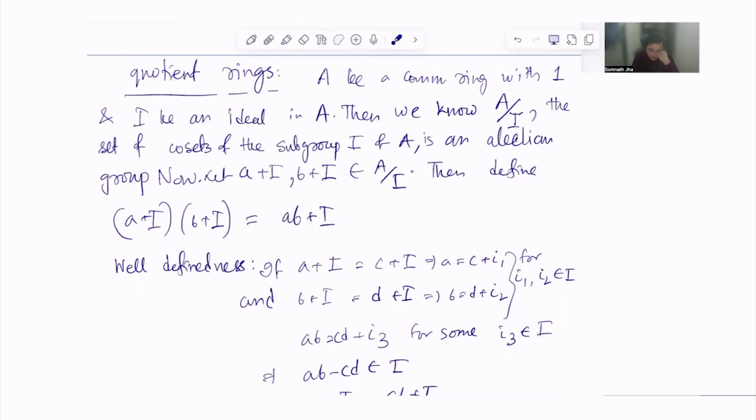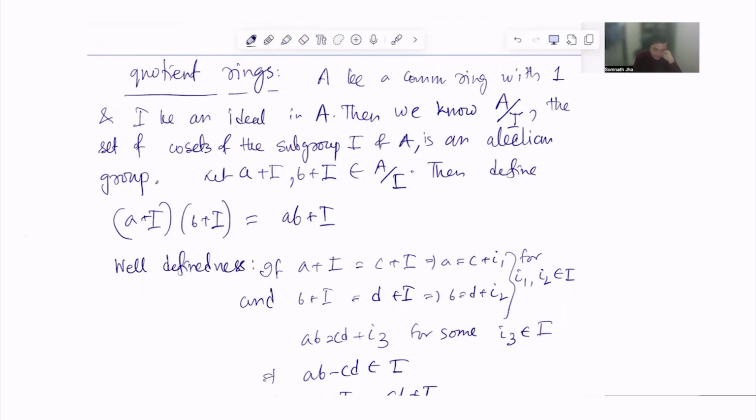So A mod I is the set of cosets of the subgroup I of A. If you have an ideal, then it's an abelian subgroup, and A is a commutative ring with 1. So A is in particular an abelian group, and you have a subgroup. So A mod I, the set of cosets of the subgroup I in A, is an abelian group, because I is in particular a subgroup of the abelian group A. So we know it is an abelian group.